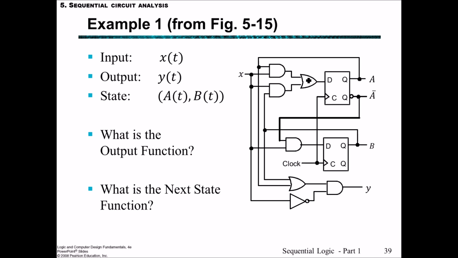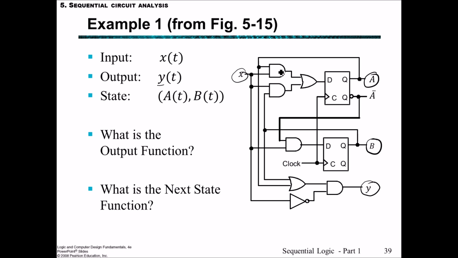So here's the example we're going to look at, and it's from figure 5.15 in the textbook. So the input function is x at time t here, the output is y at time t down here, and the state is a at time t and also b at time t. And really these are the states of these D flip-flops. And the question is, what is the output function and what is the next state function?